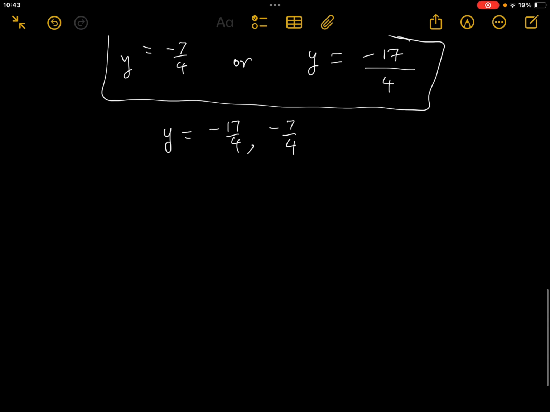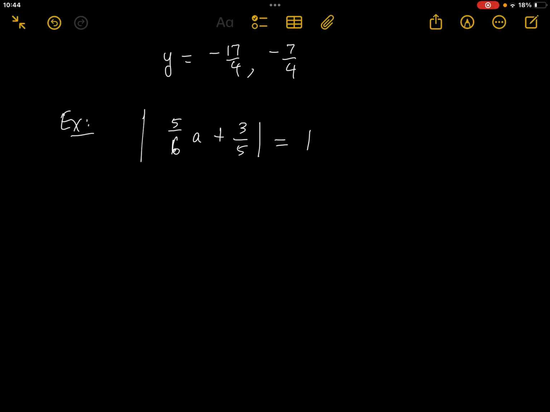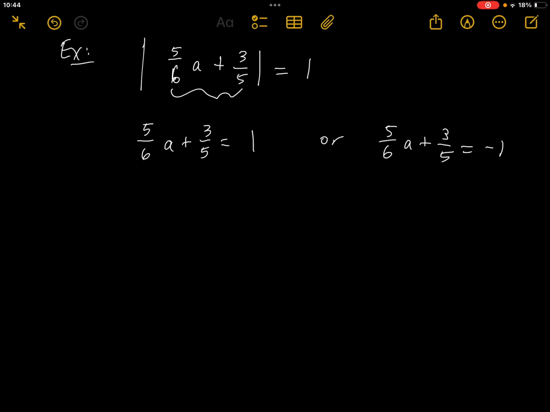Let's just do another one just to make sure we're okay with fractions. So solve the absolute value of 5/6a plus 3/5 is equal to 1. Again, what's the first step? The first step is to rewrite the equation so that there's no absolute value sign. And here I have a blob, a thing. The absolute value of the thing is 1. So that means that there's two possibilities for the thing. It's either 1 or, what's the other possibility? Negative 1. Now we just solve the two equations.